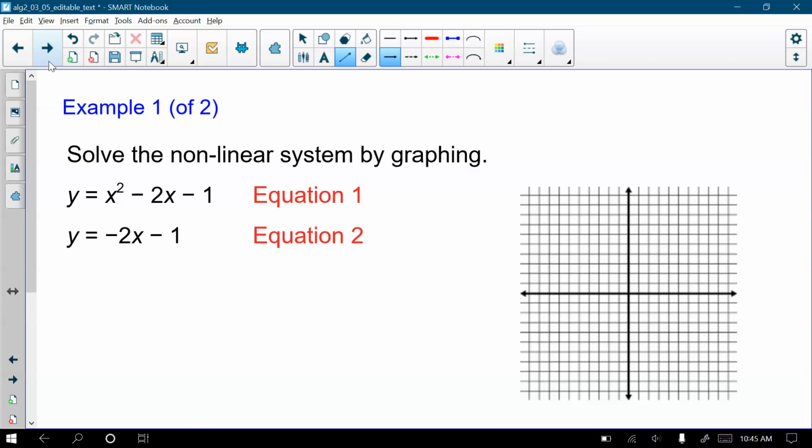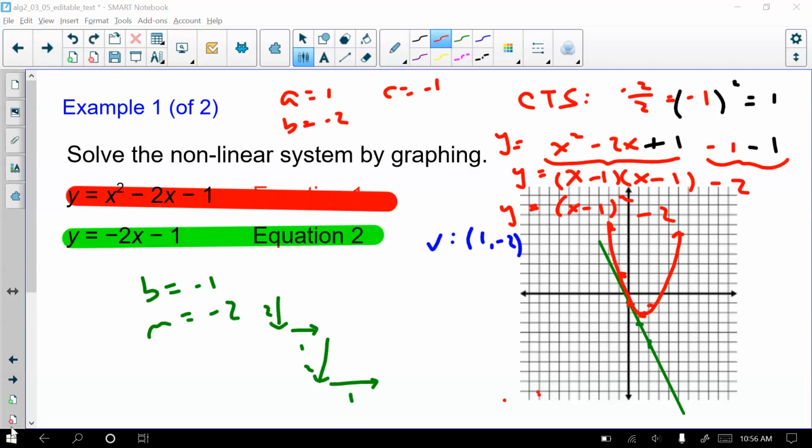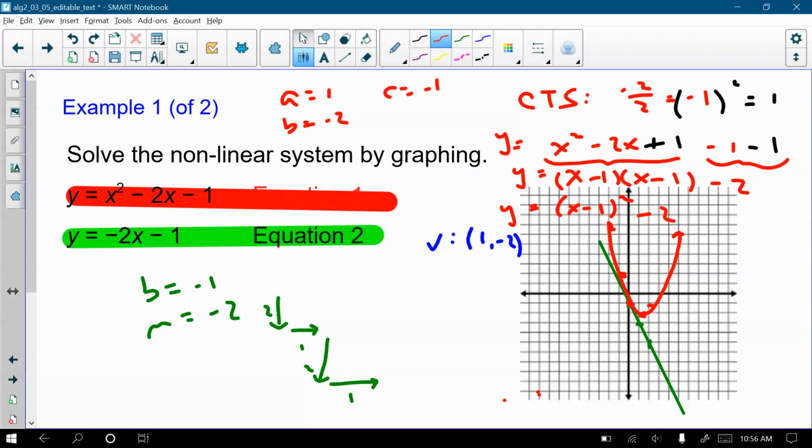What I would recommend is pausing the video and trying the problem on your own first before you see the answer. So please pause the video now so you can see if you can do the problem. Hopefully you had this stuff. In the green, I have b equals -1 and m equals -2 for the second equation, which means my slope is going down 2 and to the right 1 each time. My y-intercept is -1, and that green line is plotted here. Again, intercept at the y-intercept at -1, and then going down 2 over 1 each time.